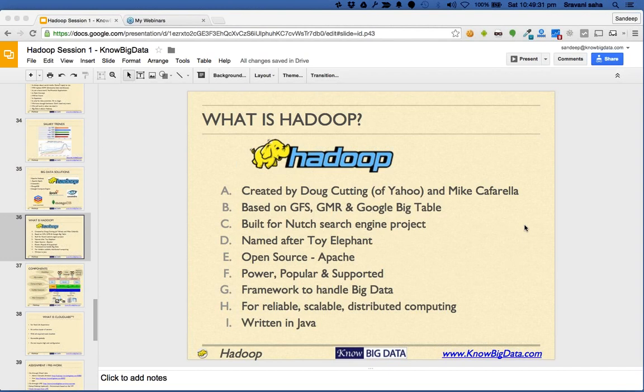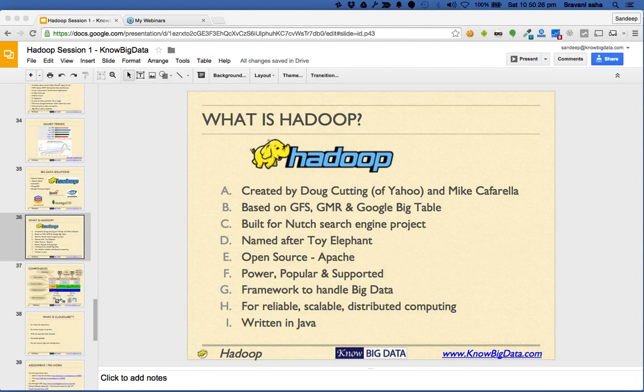So Hadoop was created by Doug Cutting and Mike Cafarella, who basically took the inspiration from Google File System, Google MapReduce, and Google Bigtable. They were building the Nutch search engine, and while building it, they got stuck at the file system level, when they realized that either they build their own distributed file system or they figure out how they would store such huge data. At the same time, Google released the papers and they implemented it. And that's how Hadoop started. The name was based on a toy elephant.